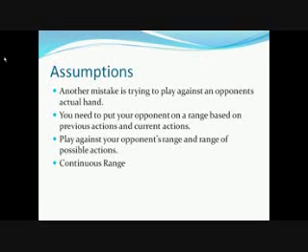Anyway, when we put our opponent on a range, we can play against that range and the range of possible actions. That's the key right there. So anyways, I'm just going to touch on this concept of continuous ranges just real briefly.